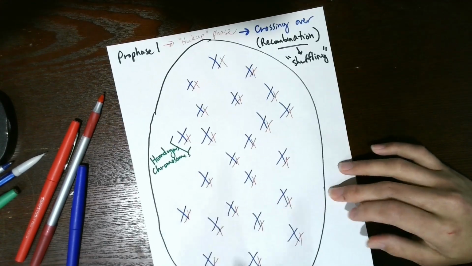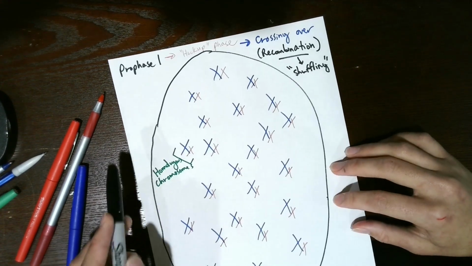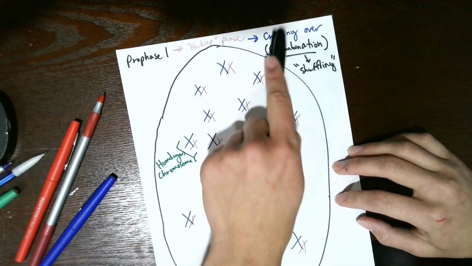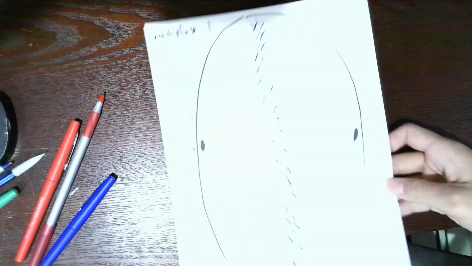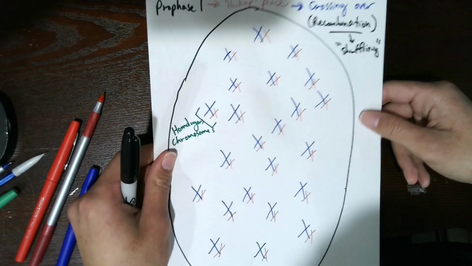Alright? So that's prophase 1. There's crossing over. So when you think of meiosis, prophase 1, think of crossing over. Now we're going to keep going. We're going to go to metaphase 1. So we just finished prophase 1.